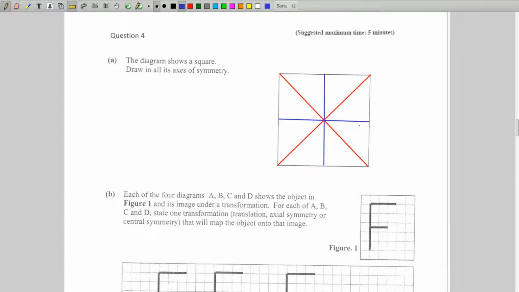And that's it. If you, say, fold the square over any one of those lines, it will fold exactly on top of itself. Or if you, for example, put a mirror on one of those lines and looked into it, you would essentially see a square.